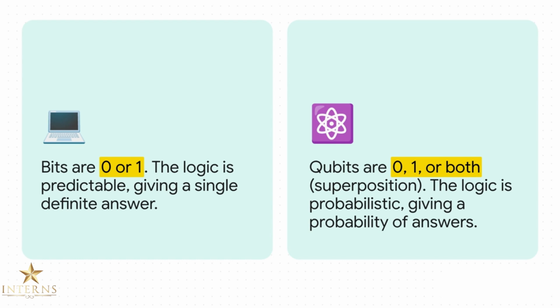They can be a 0, a 1, or, and this is the mind-bending part, both at the same time. That's superposition. So the whole logic shifts from being predictable to being probabilistic. You're not just calculating one single answer anymore. You're calculating the probability of every possible answer all at once.